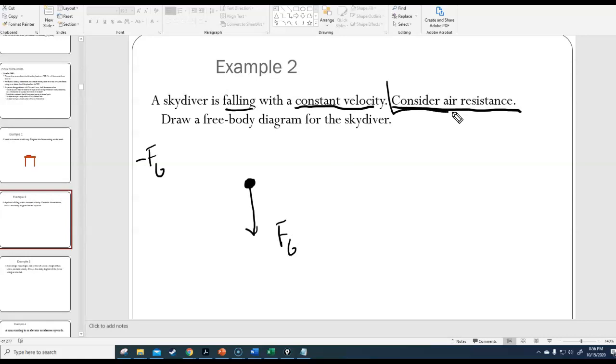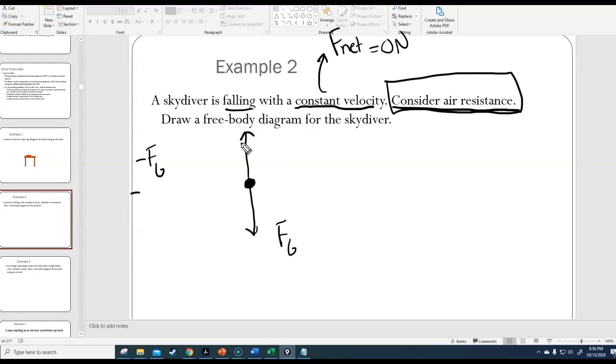But it does say that there is air resistance. Number 1, it says there's air resistance. And number 2, think back to the first law. The only way for an object to move with a constant velocity is that the net force on the object is equal to 0. Newton's first law: an object in motion remains in motion at constant velocity unless acted upon by a net force. So even if it didn't say consider air resistance, looking at the FBD, there has to be some other force balancing out Fg in order for the net force to be 0.